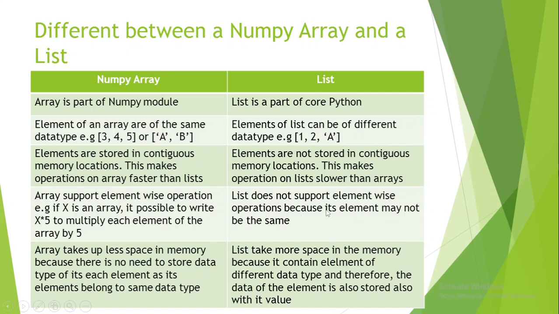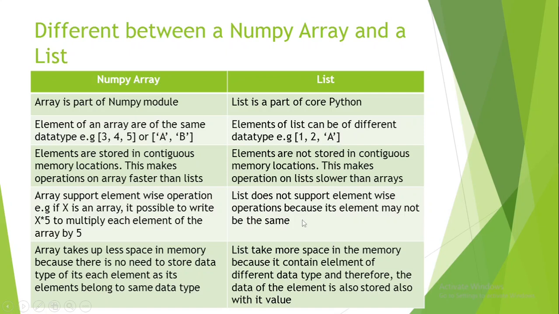A list does not support this element-wise operation because the elements may not be of the same type. Imagine we are multiplying this by 5. If you multiply 1, 2, and A as a string by 5, it's going to be an error, because we can multiply 2 by 5, but A cannot be multiplied by 5. Because a list can hold different data types, it does not support element-wise operation at all.